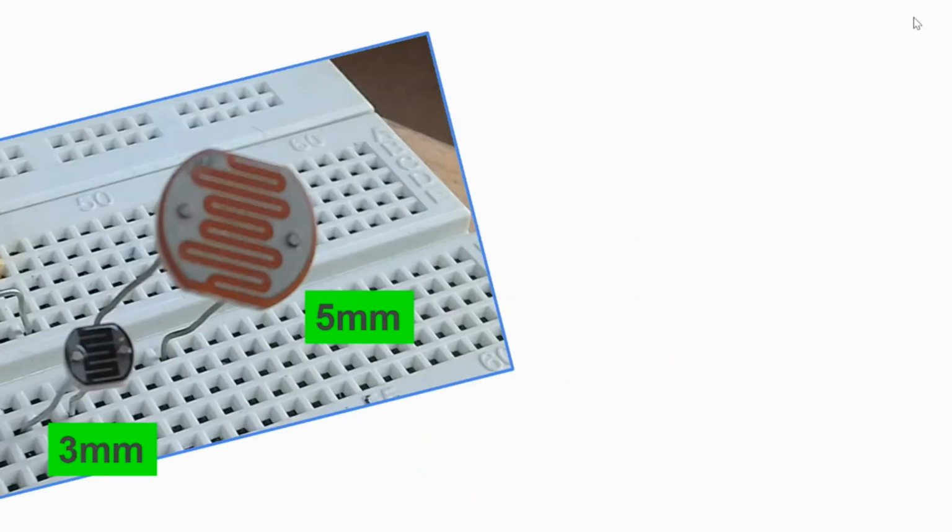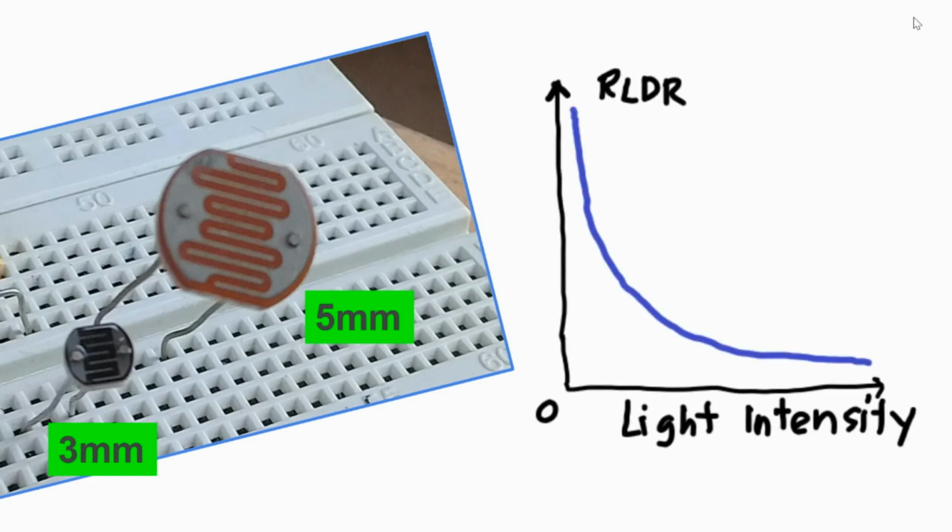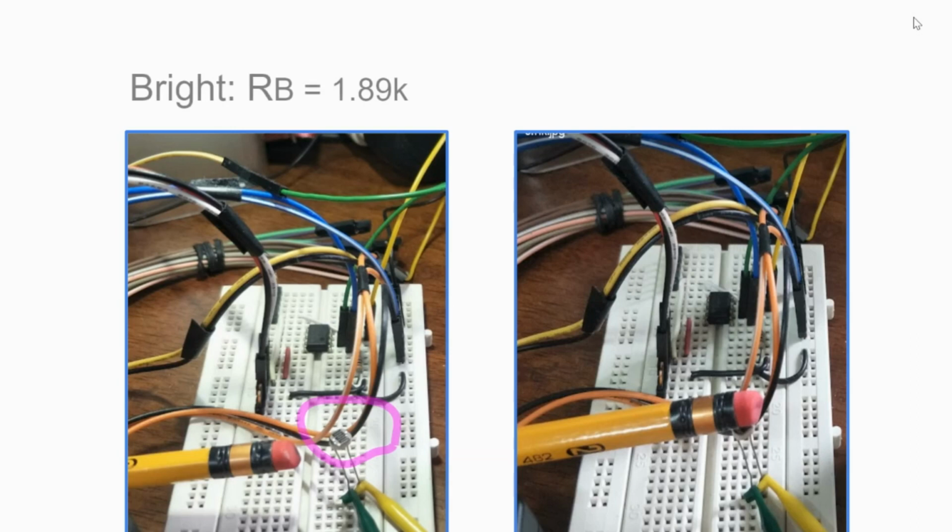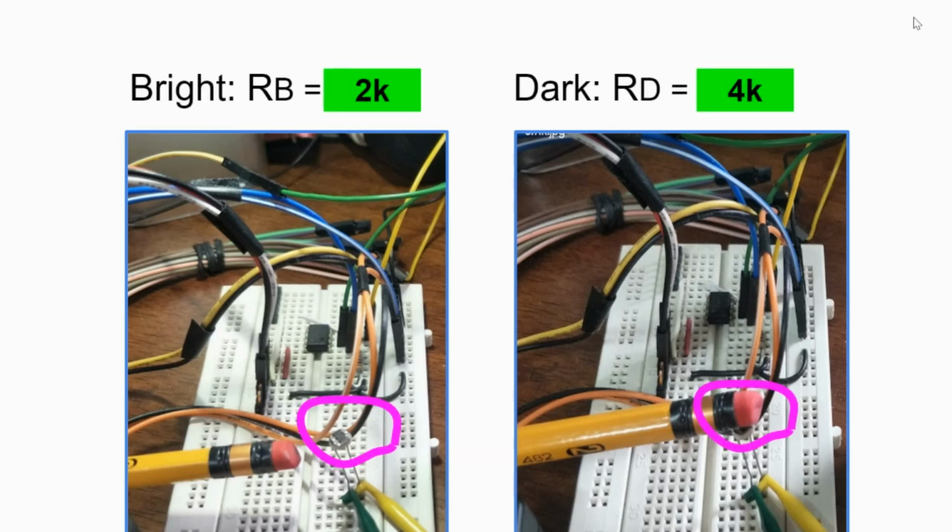For this episode, I used the smaller LDR with a diameter of 3 mm. I measured the resistance at two conditions, when it was bright and when it was dark. To keep the numbers simple, I will round them off to 2K ohms and 4K ohms.